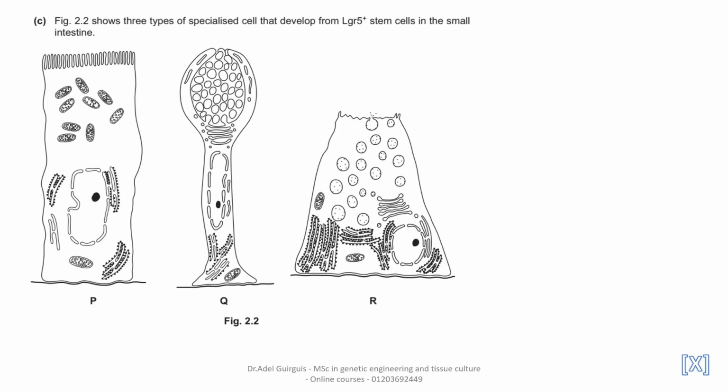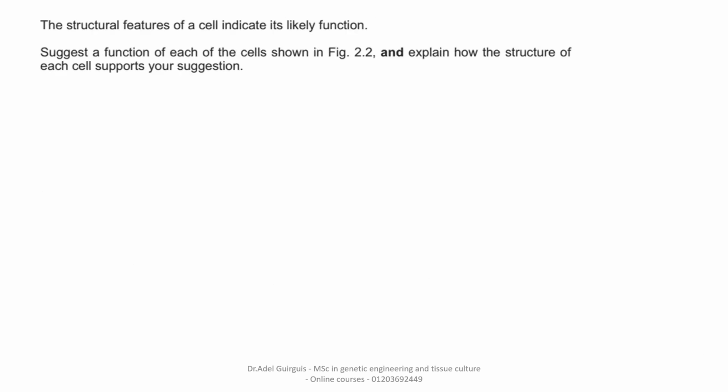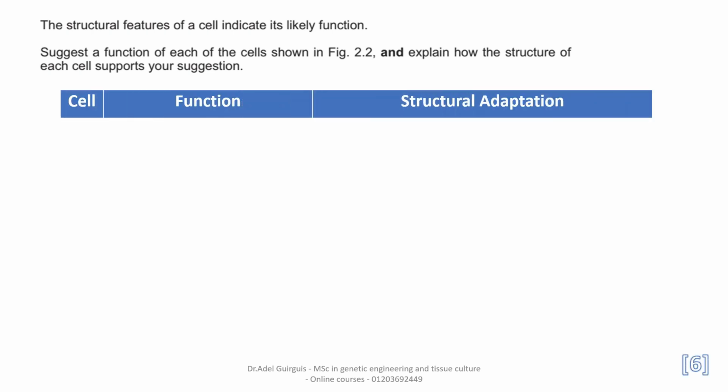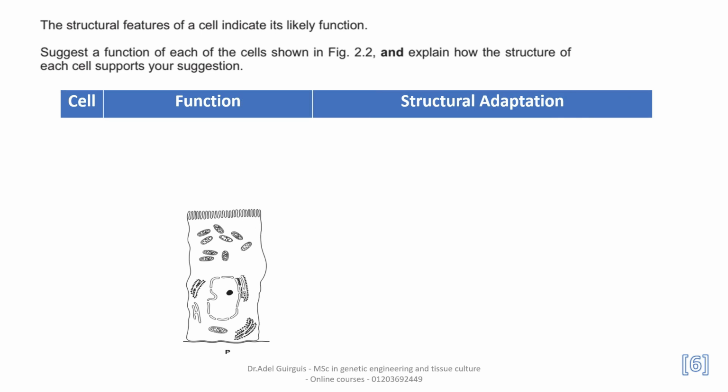Letter C. Figure 2.2 shows 3 types of specialized cell that develop from LGR5 plus stem cells in the small intestine. The structural features of a cell indicate its likely function. Suggest the function of each of the cells shown in figure 2.2 and explain how the structure of each cell supports your suggestion. Look here, this cell. What about this cell?